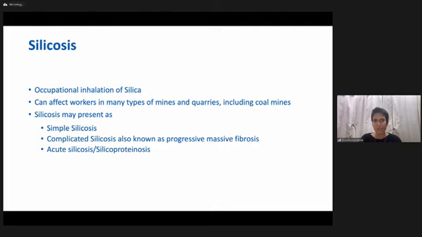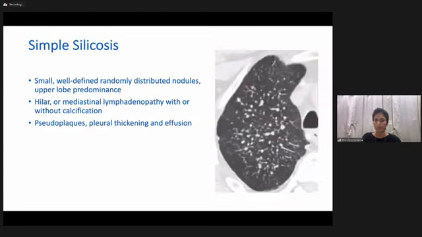So in these areas, these mines are not there, and hence these exposures are not there. So silicosis has different spectrums on CT scan. It can be a simple silicosis, it can be a complicated silicosis, or it can be an acute silicosis or a silicoproteinosis. How do these look on a CT scan and how can we differentiate?